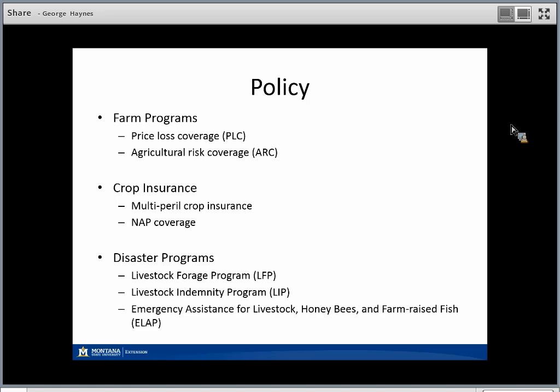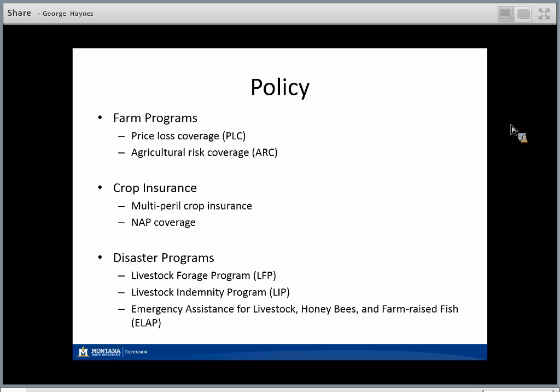And then thirdly, we have these other programs that sit in the background, and these are truly disaster programs. First of those is the livestock forage program. As we sit here today, there are actually livestock forage program payments being made in Montana because of the drought. The Livestock Indemnity Program is really a mortality program, where if you have mortality that exceeds the average that you might experience in any particular year, then you can get some payments for these added cattle that may have died.